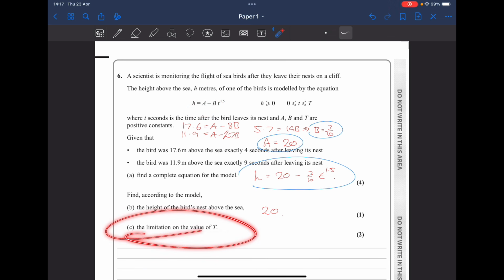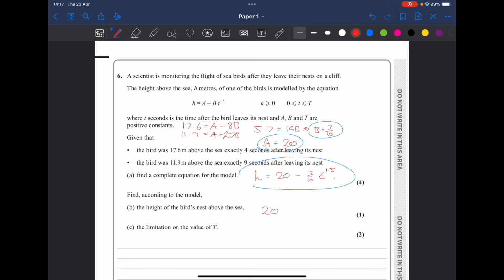So that's good. Limitation on the value of t. So in these ones, think about what would not make sense, or have they limited it somehow anyway? We're saying the height has to be positive. That makes sense. Birds can't dig through the ground like moles or something. So let's take this equation and make h positive.